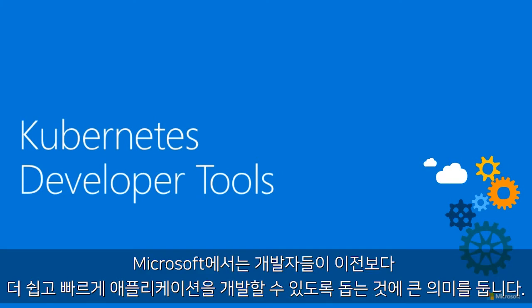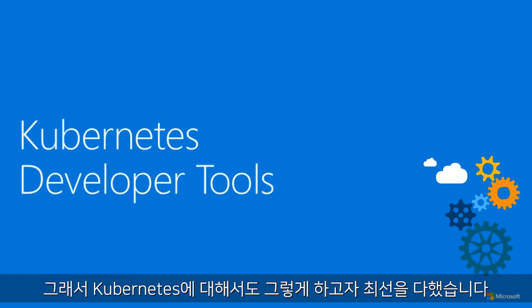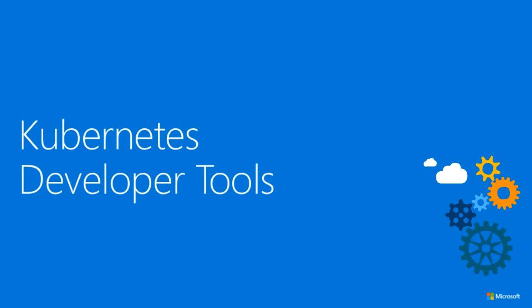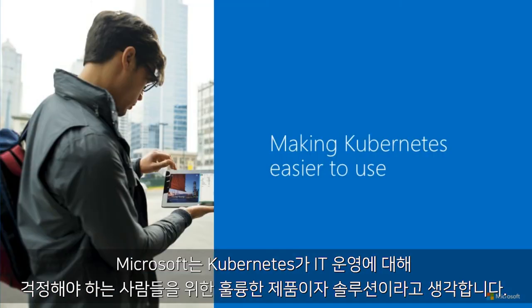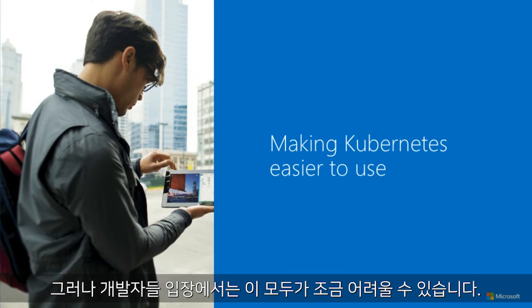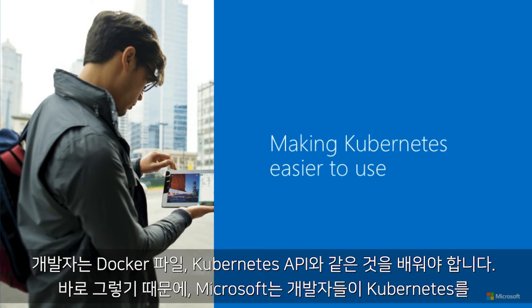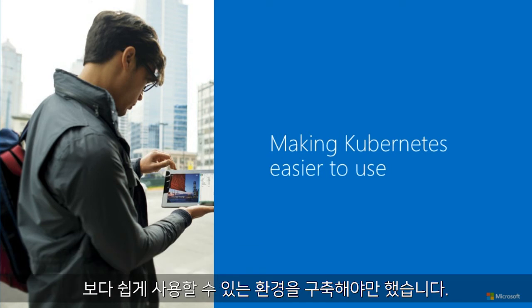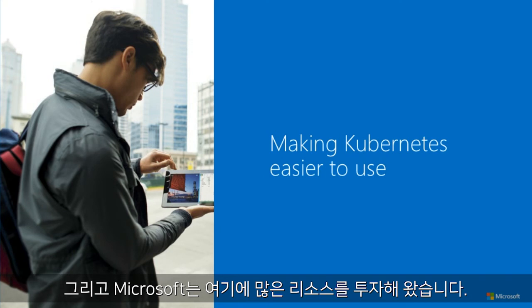Now, one of the things that we're passionate about at Microsoft is empowering developers to be able to develop applications faster and easier than ever before. And we want to make sure that we're doing that for Kubernetes as well. The way that we think of this is, Kubernetes is a really great product and solution for folks who have to worry about IT operations. But for developers, it can be a little bit difficult to wrap your head around. Developers have to learn things like Dockerfiles, Kubernetes APIs, and there's really an opportunity for us to build tooling to make Kubernetes easier to use, and that's something that we have been investing a lot of resources in.